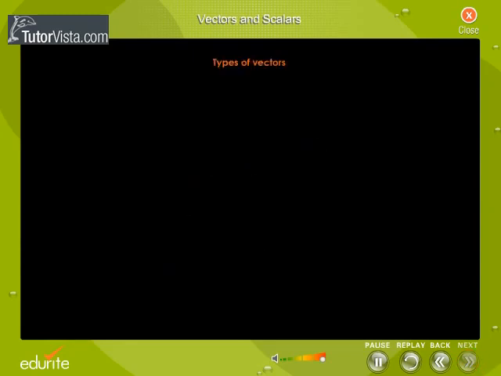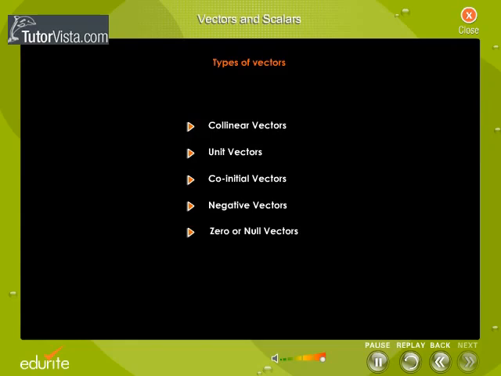Types of vectors. Vectors can be classified as collinear vectors, unit vectors, co-initial vectors, negative vectors, zero or null vectors, position vectors.